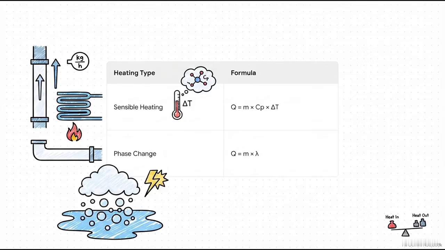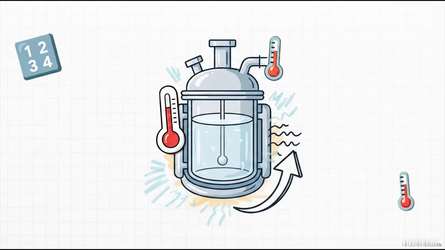Let's see how this builds into a real-world word problem so we can audit a specific transaction in our energy ledger. Imagine a plant needs to heat 10,000 kilograms per hour of a liquid chemical from a relatively cool 30 degrees Celsius up to a scorching 150 degrees Celsius. We'll assume the specific heat, our Cp, is 2 kilojoules per kilogram Kelvin.